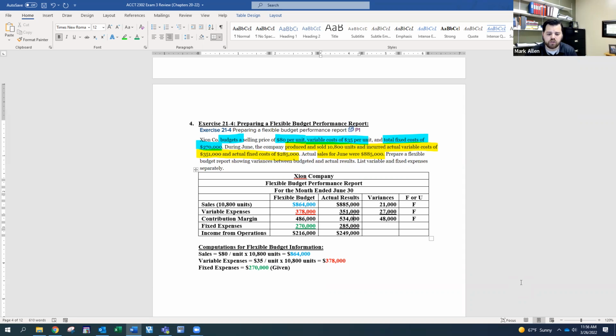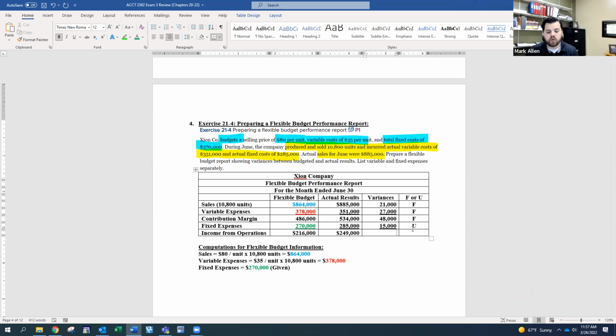The other way is to look at your contribution margin. We like contribution margin. Contribution margin is the amount that is left over from my sales once I've paid for all my variable expenses. I want that as high as possible. So if actual is higher than budget, that's a good thing. 534 minus 486 is 48,000, and that is favorable. Now, for our fixed expenses, we've got $285,000 versus only 270 budgeted. Well, that's a difference of 15. And because this is an expense and we spent more than we wanted, it's unfavorable.